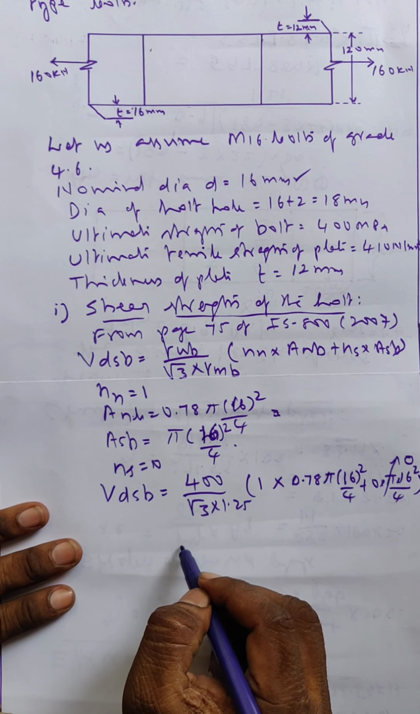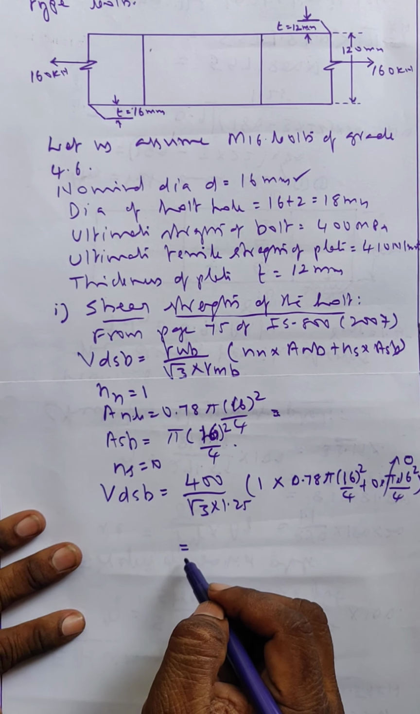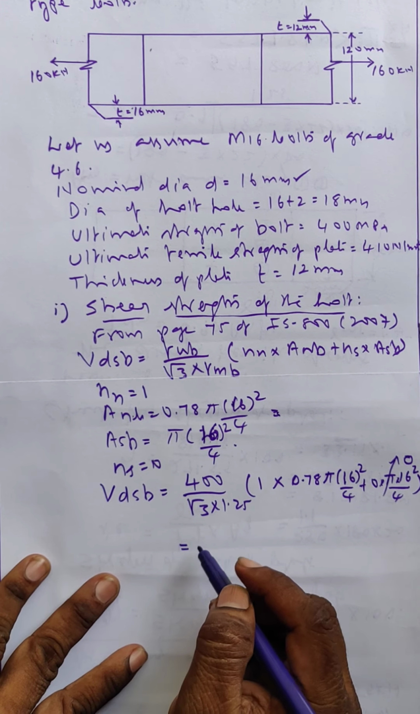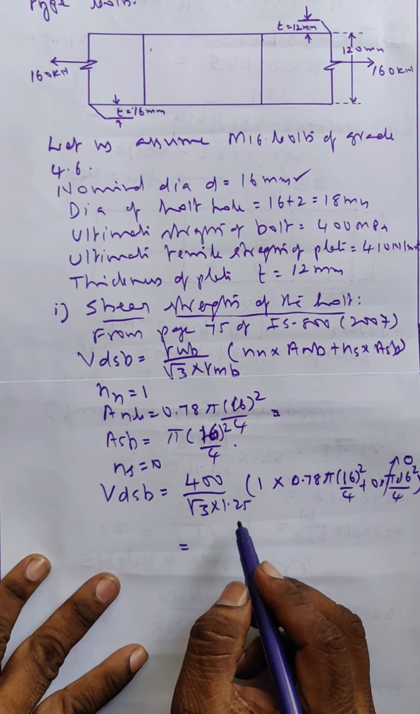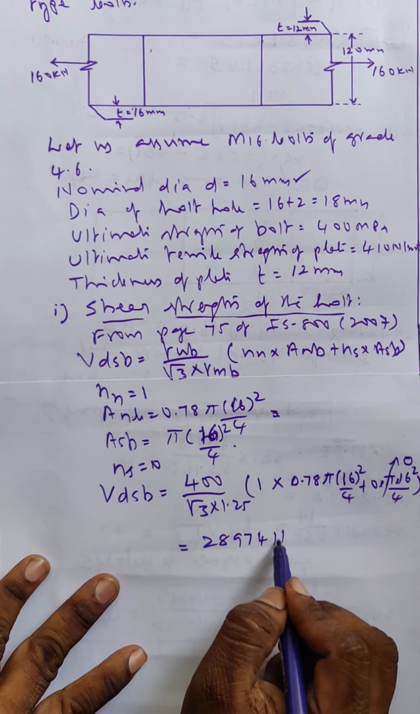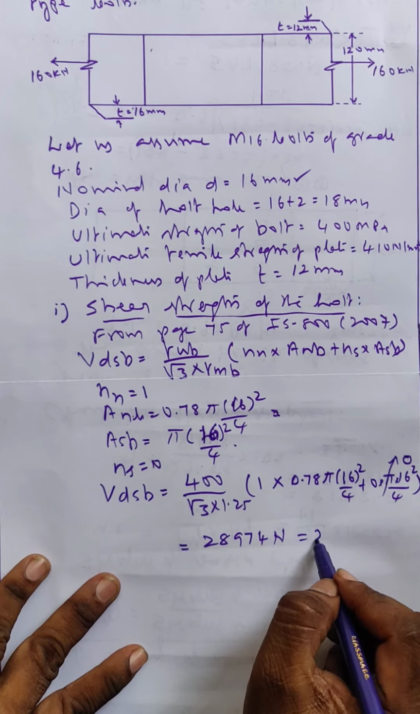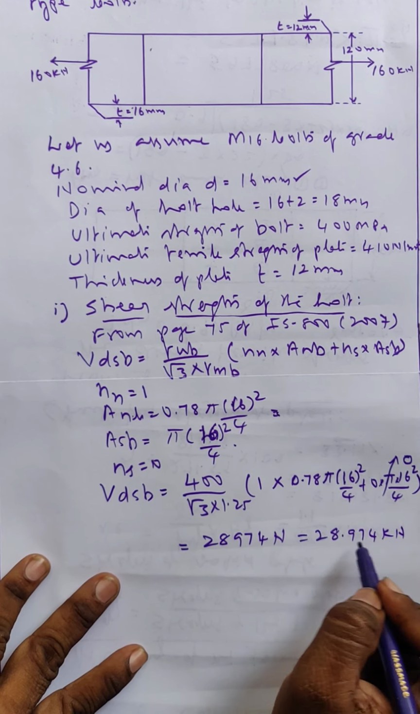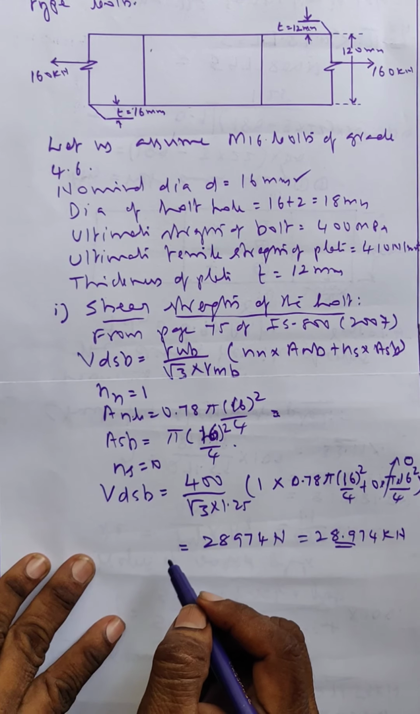So this term becomes 0. Therefore, V_dsb, we are getting the value of the shear strength of the bolt as 28974 Newton, that is equal to 28.974 kilo Newton. We calculated the shear strength of the bolt.